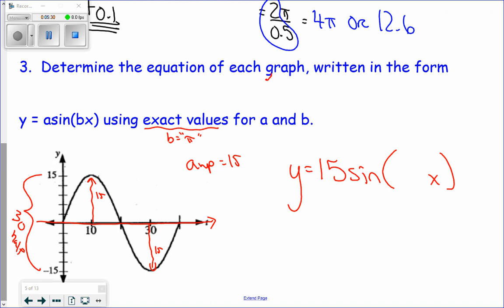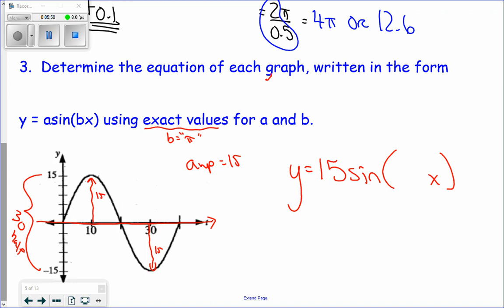The next part now is to find the B value. The B value is tricky, which is why it's going to be on your diploma. The B value is a guaranteed question on the diploma. They'll either give you the B value and ask you for the period, or they'll give you the period and you have to find the B value. Either one of those is a guaranteed question on the diploma.